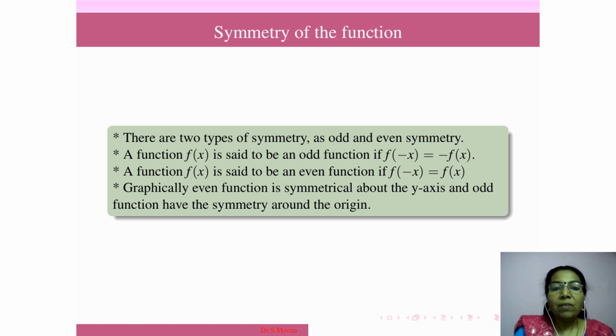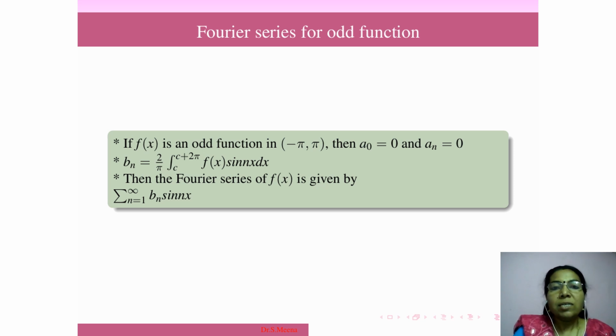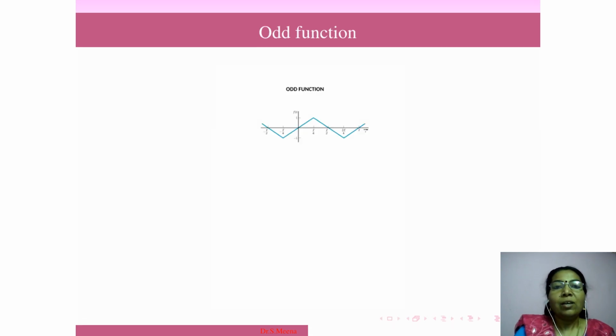Graphically, any even function is symmetrical about the y-axis and an odd function has symmetry about the origin. So if we are going to find the Fourier series for an odd function in the interval minus pi comma pi, then the value of a0 is equal to 0 and an is equal to 0. So it is enough to find the value of bn, which is equal to 2 by pi into integral c to c plus 2 pi f of x sin nx dx. So automatically the Fourier series formula is given by summation n equal to 1 to infinity bn sin nx. This is one of the diagrams of an odd function.